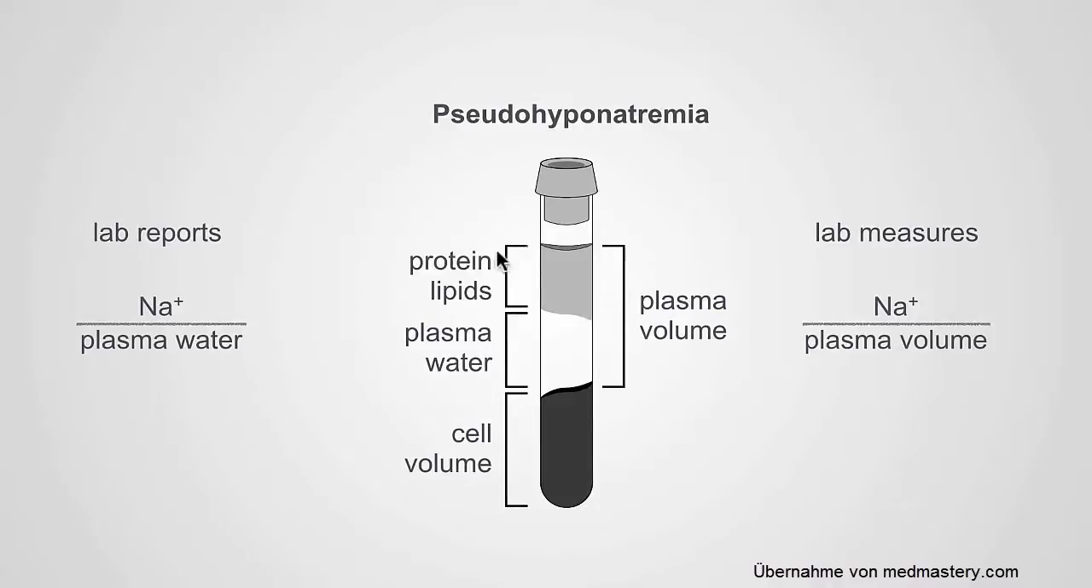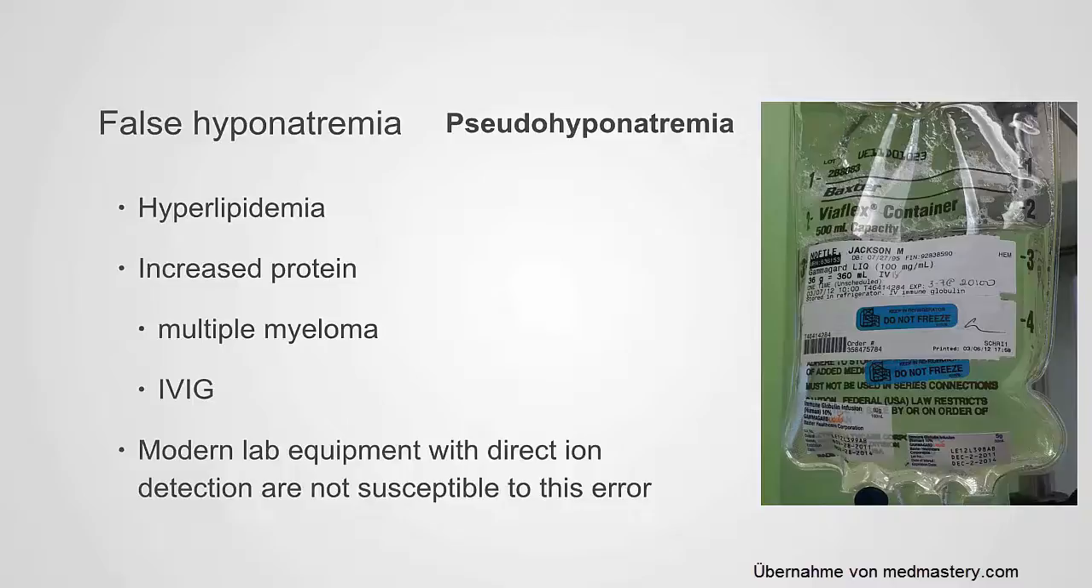But if you have an unexpectedly high insoluble fraction, unexpectedly high proteins in the blood, or unexpectedly high lipids in the blood, all of a sudden your plasma water is much smaller than your plasma volume. And when they measure sodium over plasma volume, it wildly underestimates the true sodium concentration because the denominator is so much higher than reality. We see pseudohyponatremia with increased lipids, so hyperlipidemia, and increased proteins.